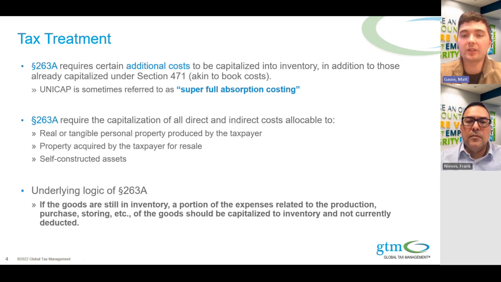263A requires all direct and indirect costs allocable to the production of real or tangible property, property acquired for resale, and self-constructed assets to be capitalized into the basis of inventory. The underlying logic for UNICAP is if goods are still in inventory, a portion of the expenses related to the production, purchase, and storing of goods should be capitalized to the inventory and not currently deducted.